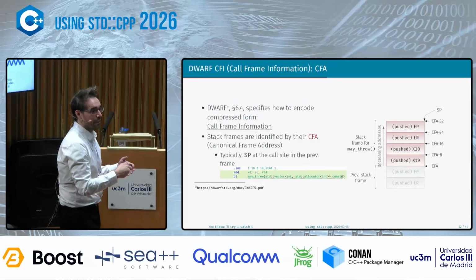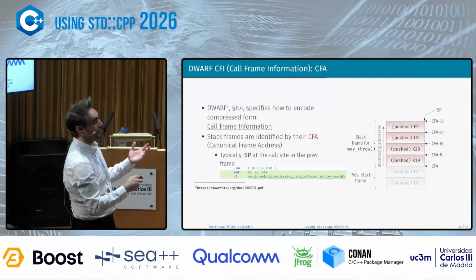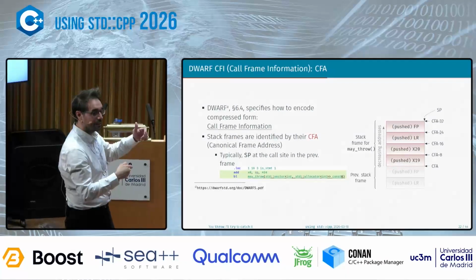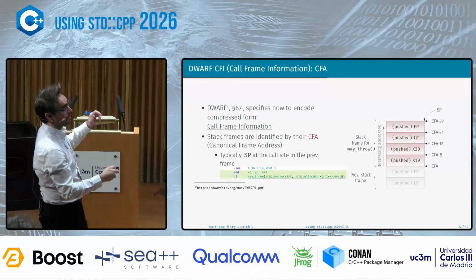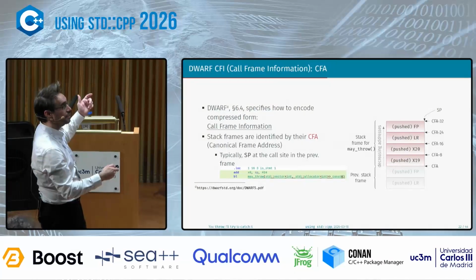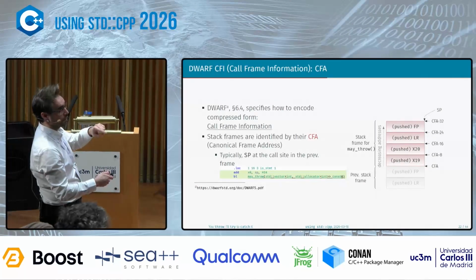So all the registers that are going to be pushed in the stack as part of the prologue can be addressed in relative terms with respect to the CFA. So the X19 register can be addressed via CFA -8. The X20 register is CFA -16, and so on. Mind that this is decreasing addresses because it's the stack, right? That's why the minus.